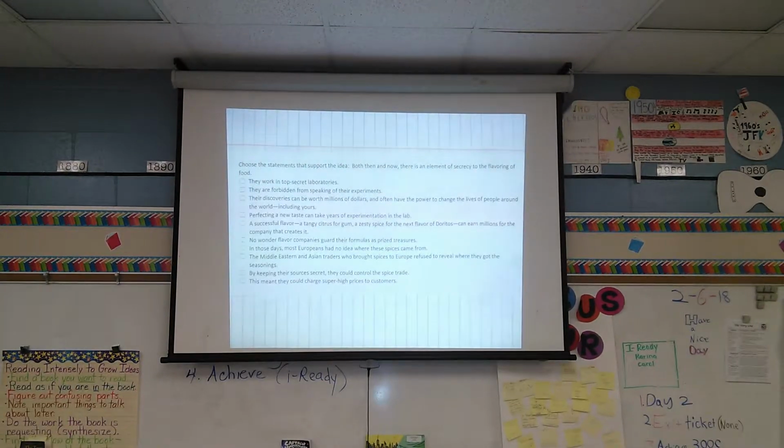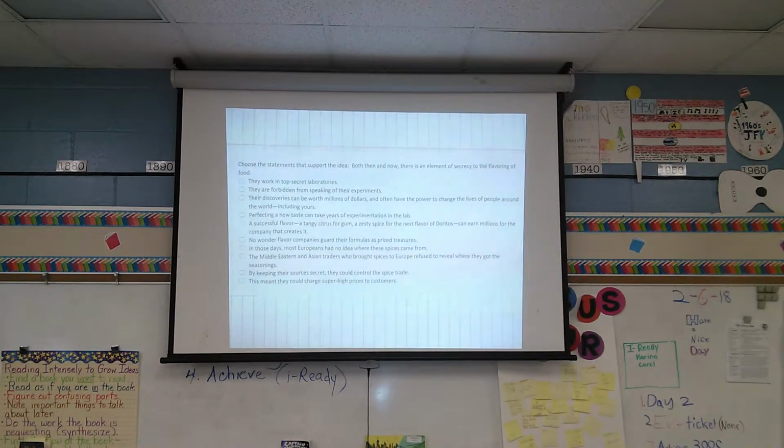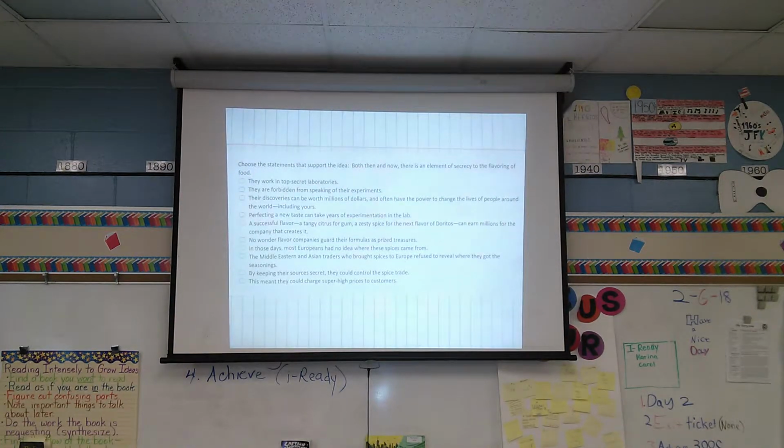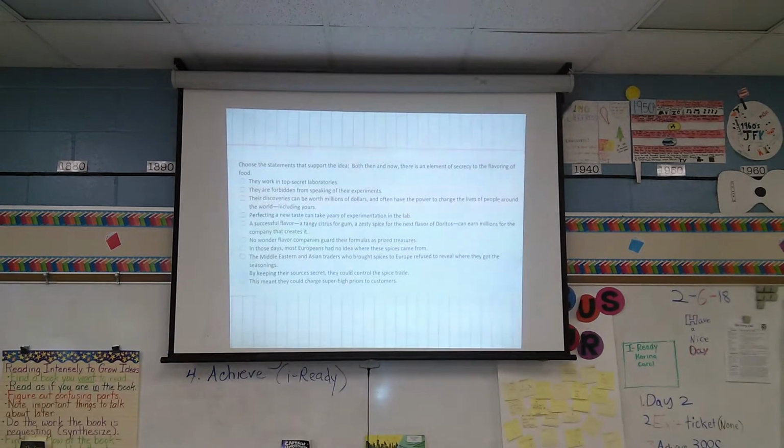So as we start to think about our body paragraphs, it's really important for us to consider that we need to be very specific when we are choosing the details from the text that we want to include. We can't just randomly grab a hold of words because they're just in that section of the text. We have to be very specific. We want to support our main idea. So in front of you, you have glued a slip of paper. It says, choose the statements that support the idea. Both then and now, there is an element of secrecy to the flavoring of food.